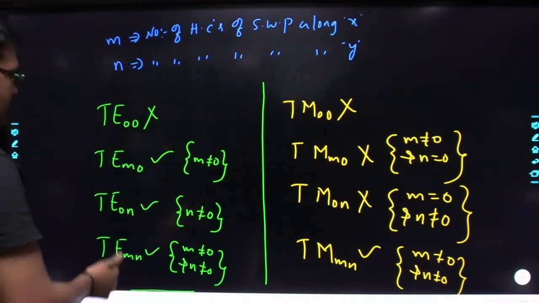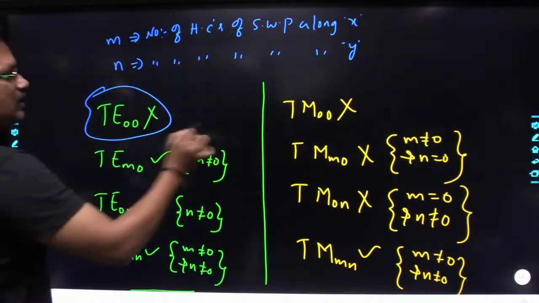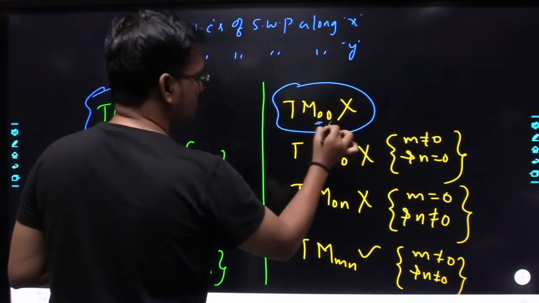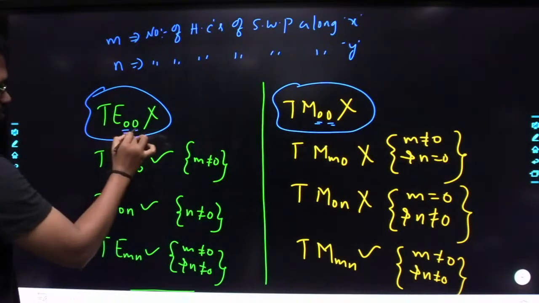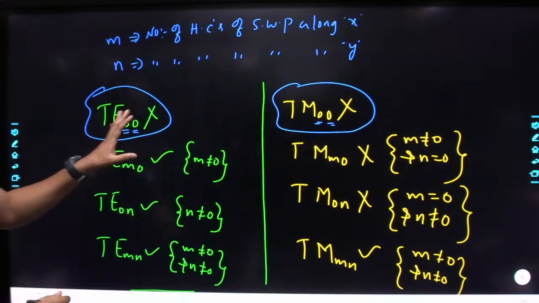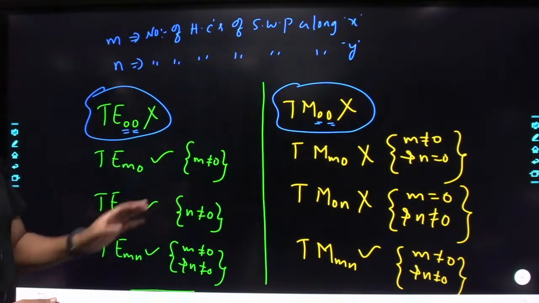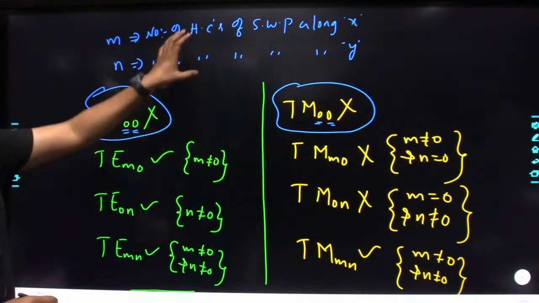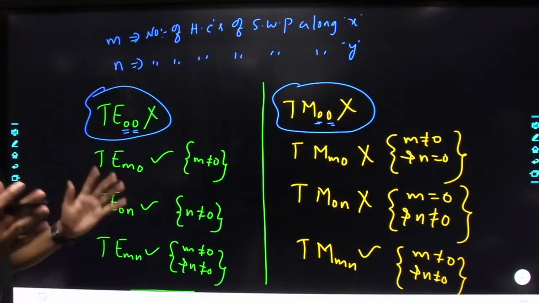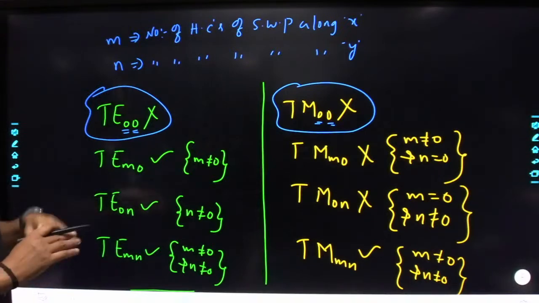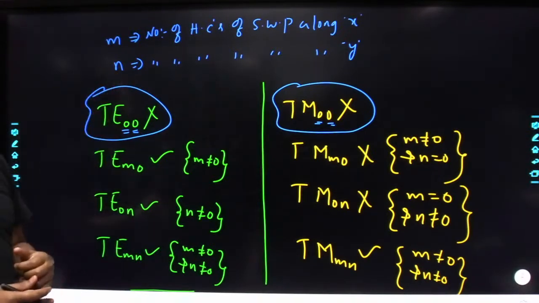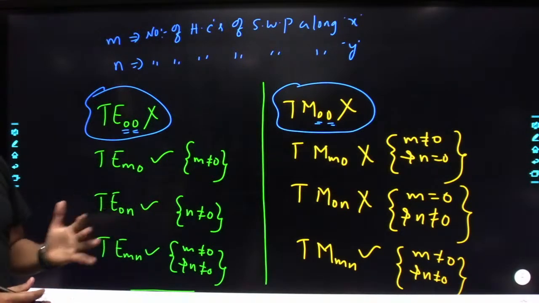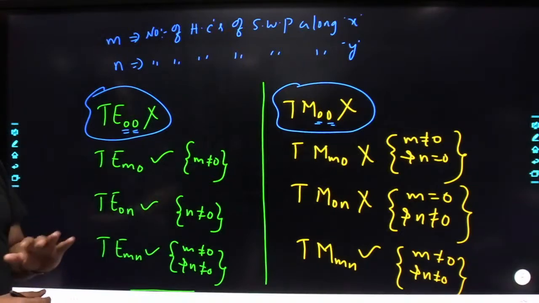Okay, so now here TE00 mode and TM00 mode. Here m equal to 0, n equal to 0. Here also m equal to 0, n equal to 0. If both m and n are 0, that means there exist no standing wave patterns along x and y. So that type of modes are not at all possible either in case of TE and TM, right? In case of rectangular waveguide, that is confirmed, right?